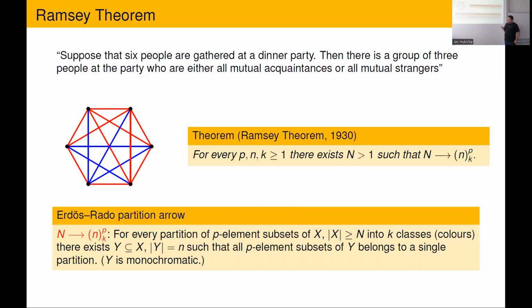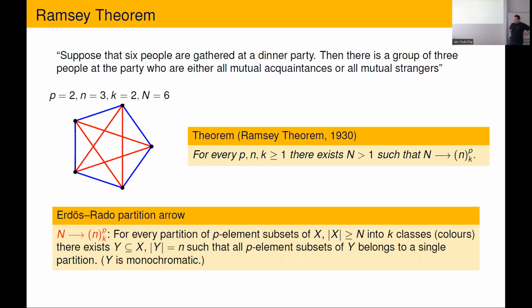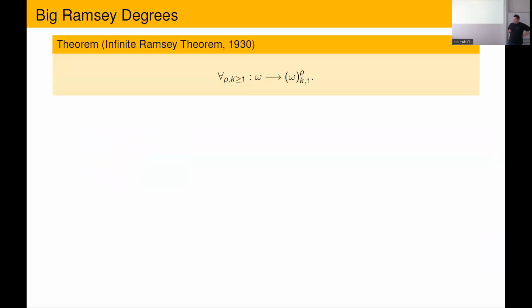And what's interesting about it is that it has a lot of applications to different areas of mathematics. I also made a picture showing that this is not true for 5. This is an example where you don't have a monochromatic triangle, with a coloring of the graph on 5 vertices.